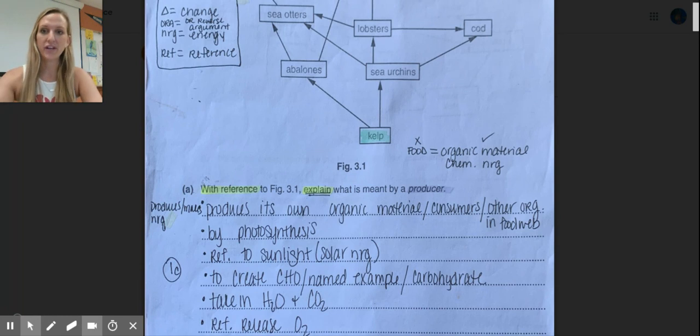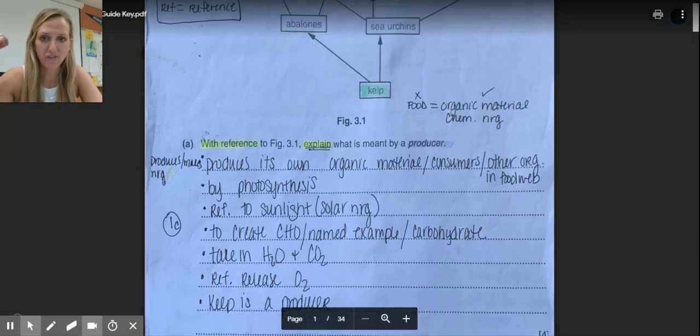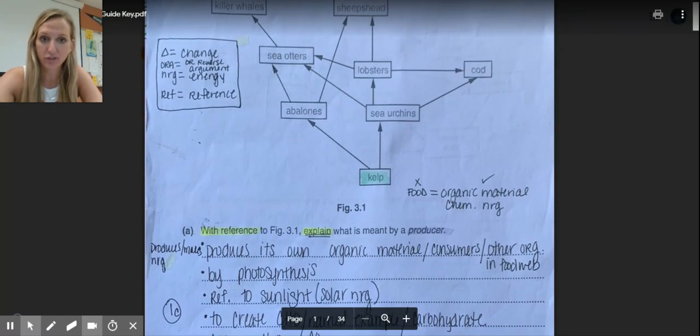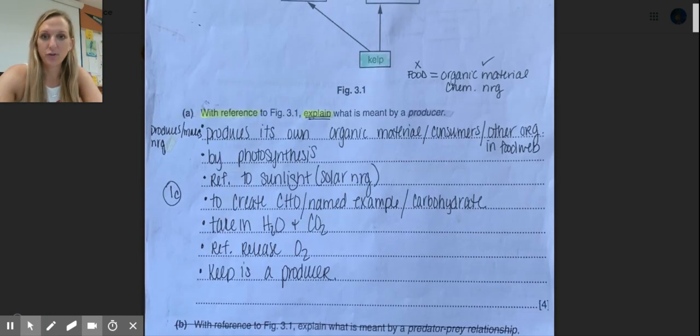So a producer is, it's going to create or synthesize its own organic material. Or you could say it creates organic material for consumers or for organisms in the food web. They do this by photosynthesis. We know that because it's kelp. Kelp is green. Don't say they make food. You'd want to say they make organic material or chemical energy. Reference that they use sunlight. They create glucose, or they create a carbohydrate, or you could put C6H12O6.